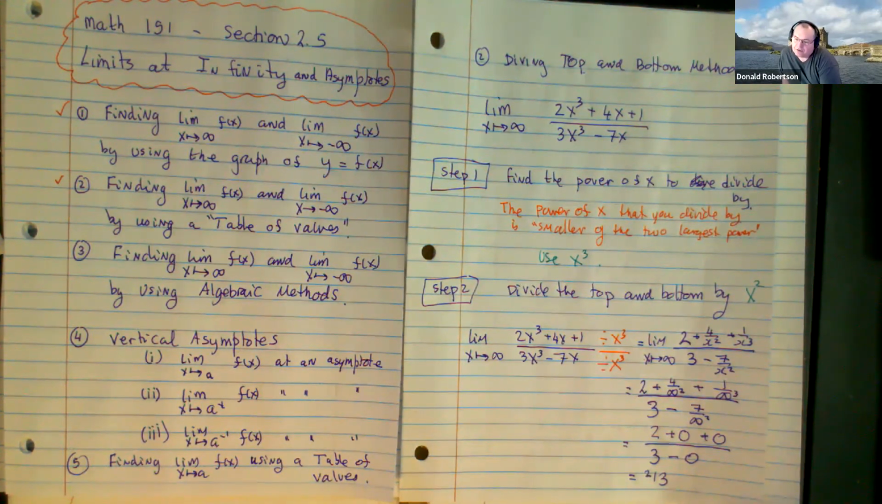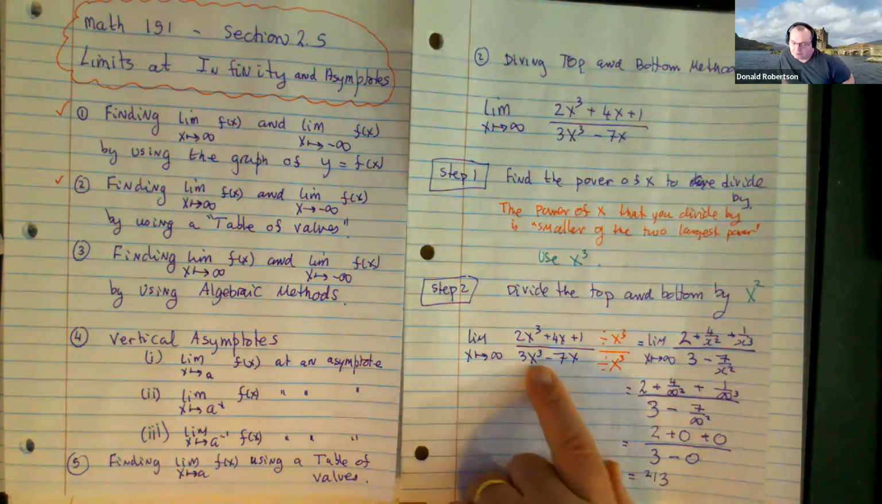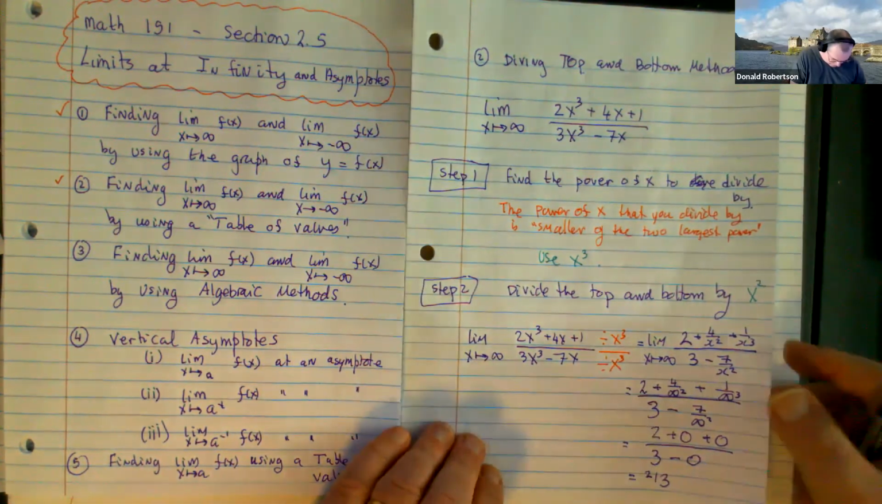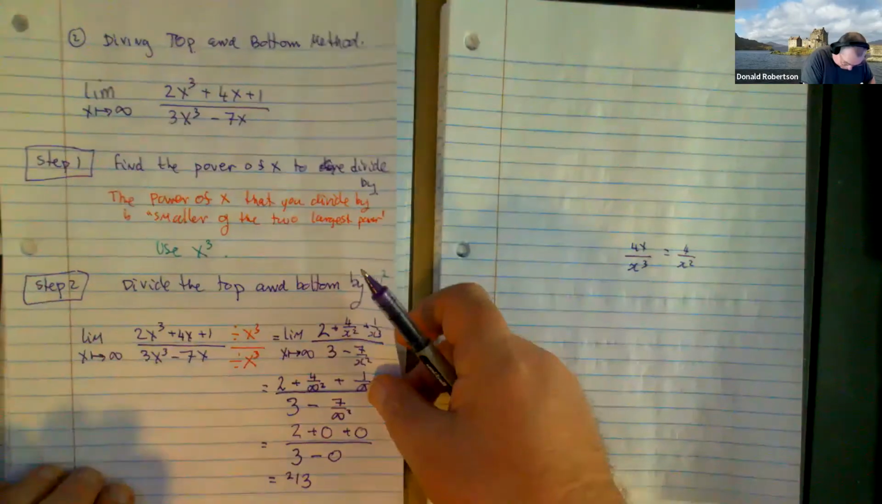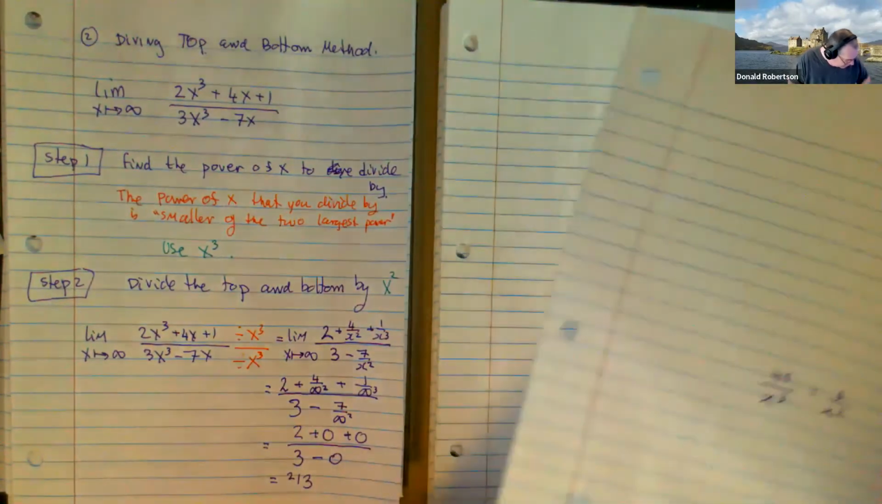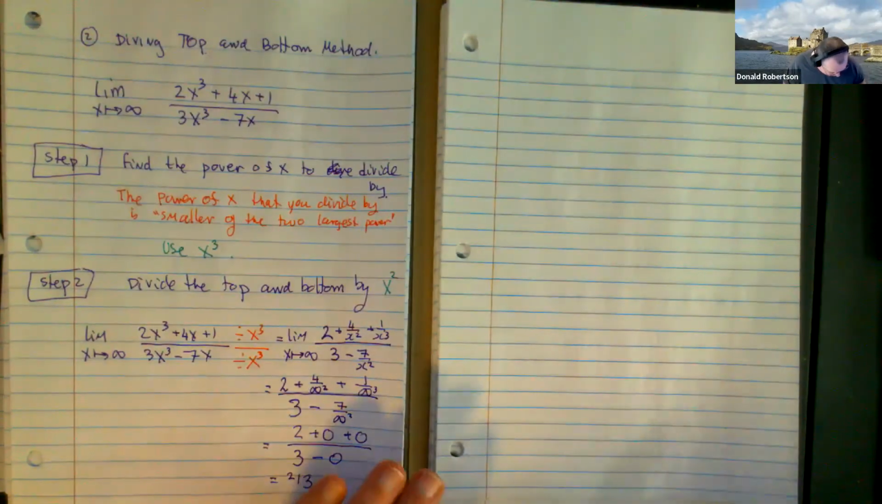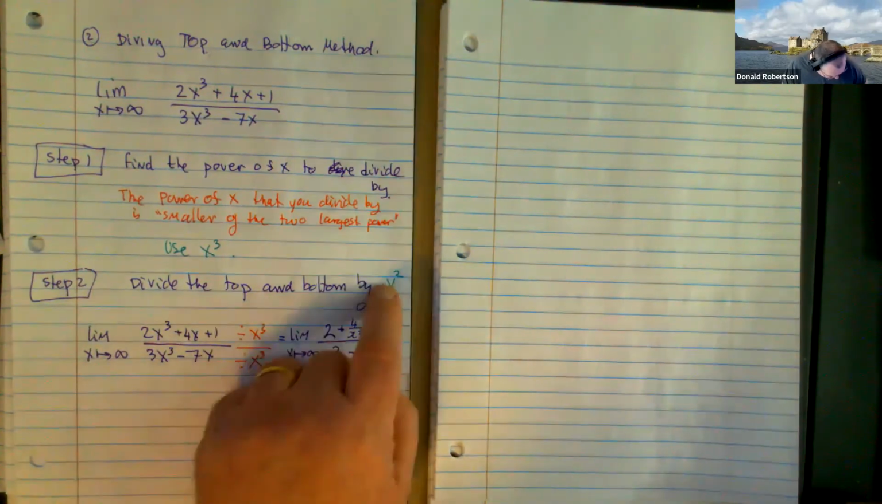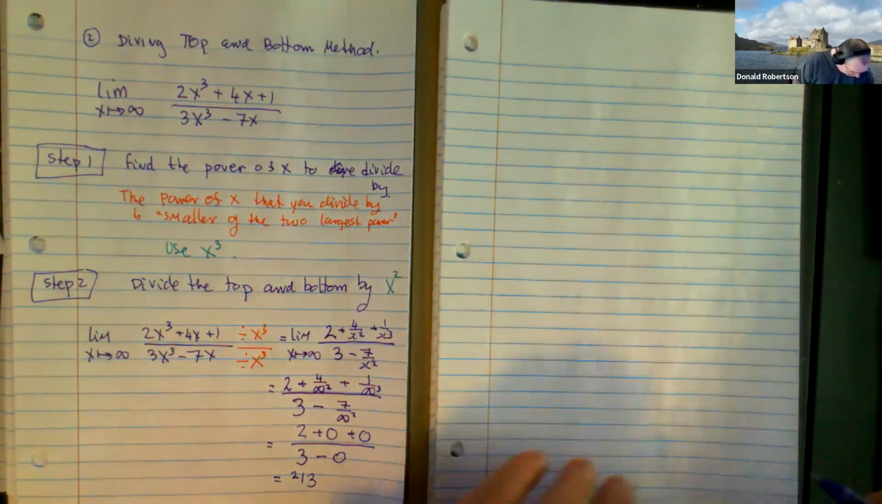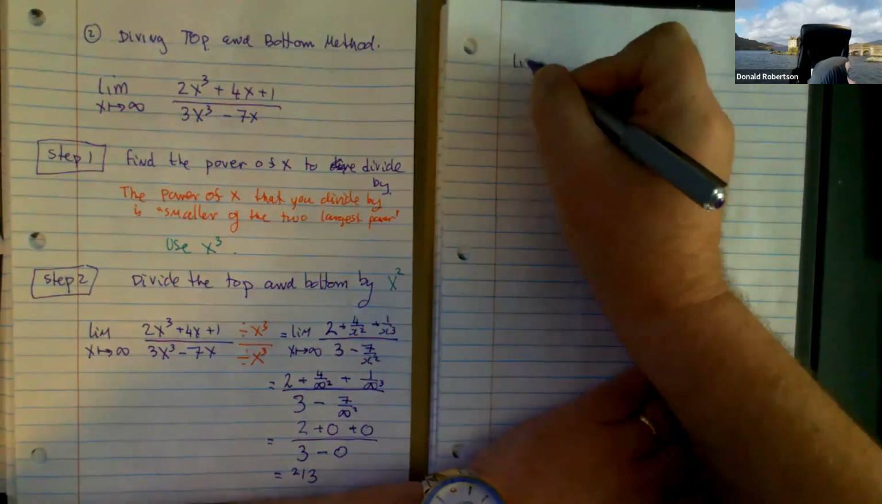Do you like that method? I mean, it allows us now to find the exact value for a limit at infinity. Okay, so it's really only got 2 steps, isn't it? Find the power of x that you're going to divide by, then off you go in step 2 and you do it. Okay, here's another one then.